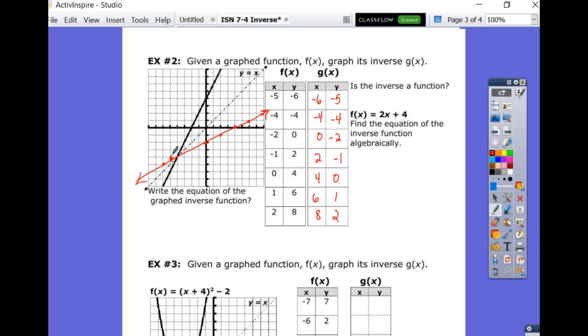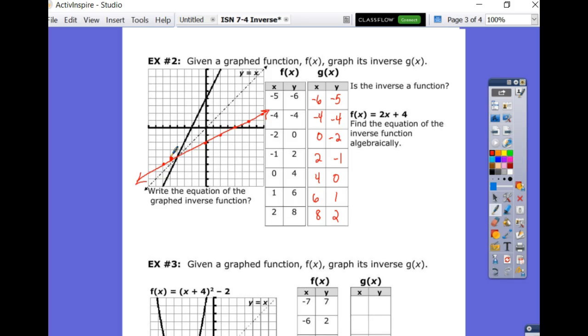So this is what the line looks like. So the orange line is the black line reflected across y equals x. It's the inverse. So if I want the equation of the inverse, I have to get it algebraically. Well, we could do the slope and the y-intercept and all that.